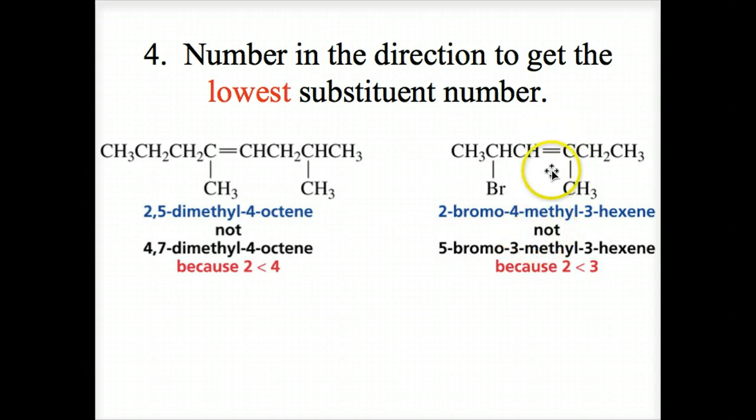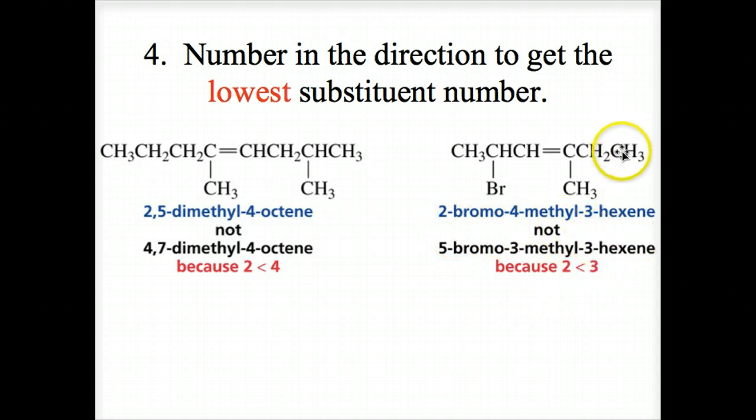This double bond is in the middle of the molecule. So to do this, we're going to number so that we get 2 and 4 on our substituents. So the bromo group is going to be first in the molecule name. So 1, 2, 3. So bromine gets 2, so it's 2-bromo, and then 1, 2, 3, 4. The methyl group is on number 4. The double bond is between 3 and 4. So 2-bromo, 5-methyl, 3-hexene.